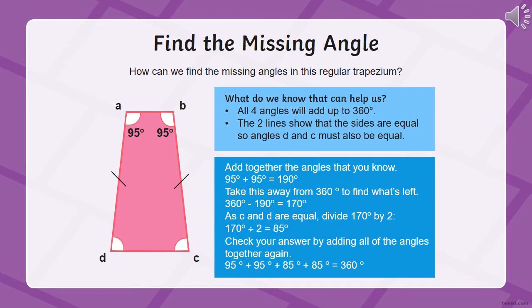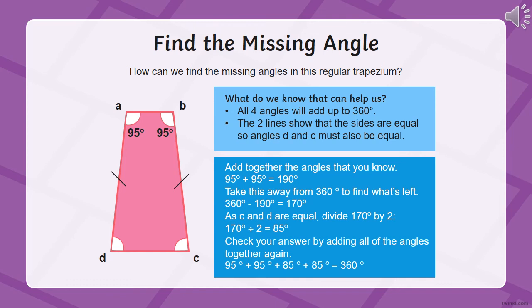Let's see if we can find the missing angles for this regular trapezium. So first, let's look at what we already know that can help us. We know that all four angles must add up to 360 degrees. And the two lines show that the sides are equal. So angles D and C must also be equal. So if we add up A and B, that gives us 190 degrees.